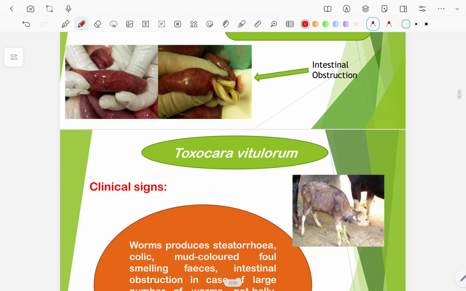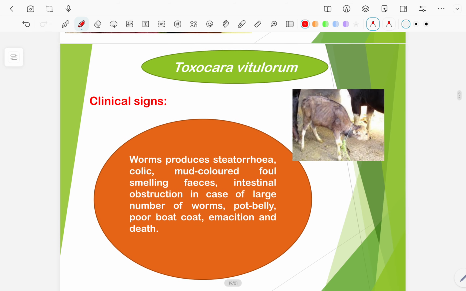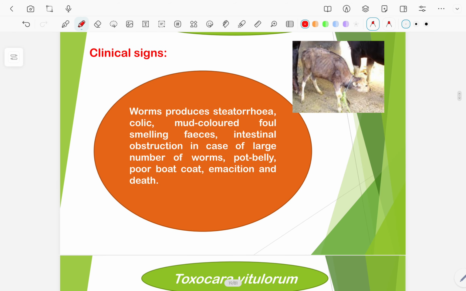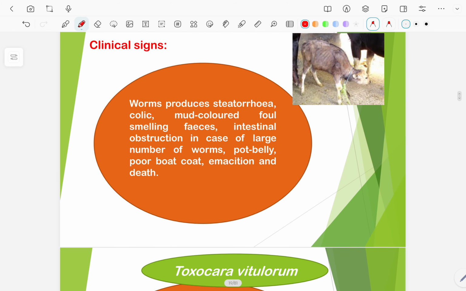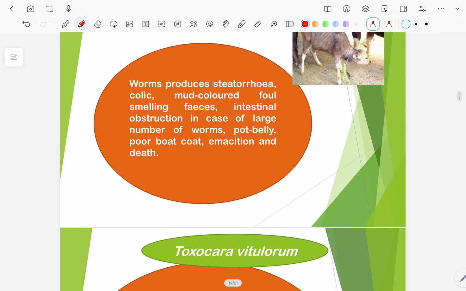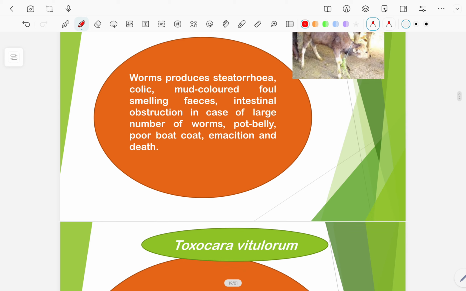Toxocara vitulorum clinical signs: worms produce colic, mud-colored, foul-smelling feces, intestinal obstruction in case of a large number of worms, pot belly, poor hair coat, emaciation, and death.